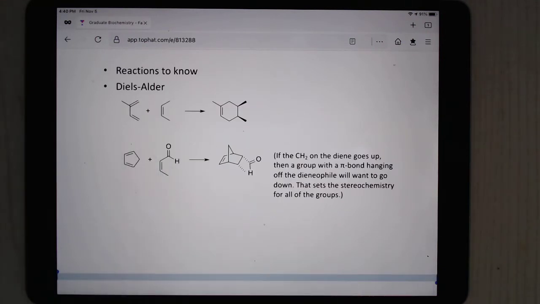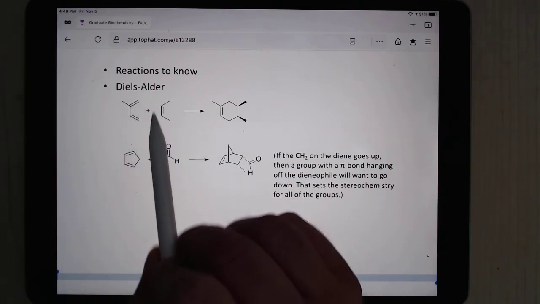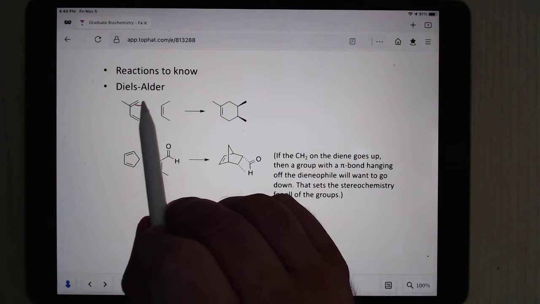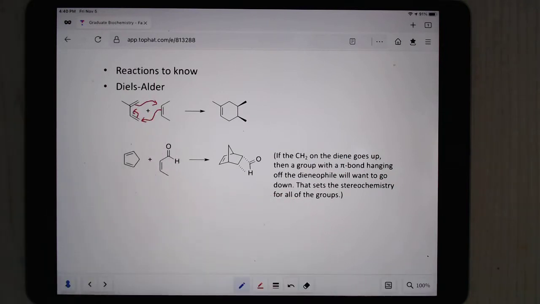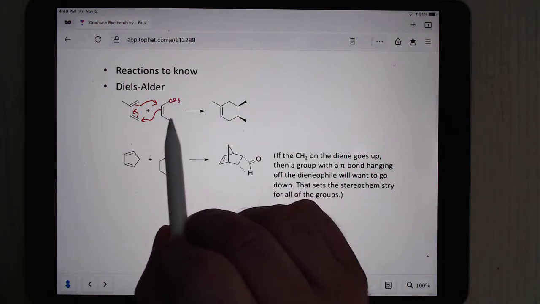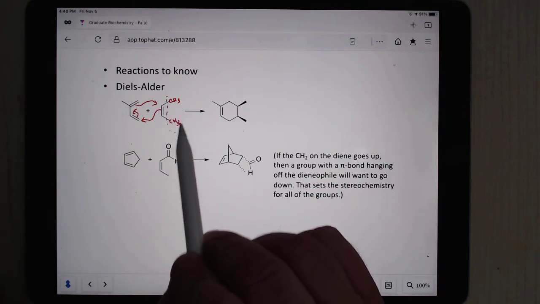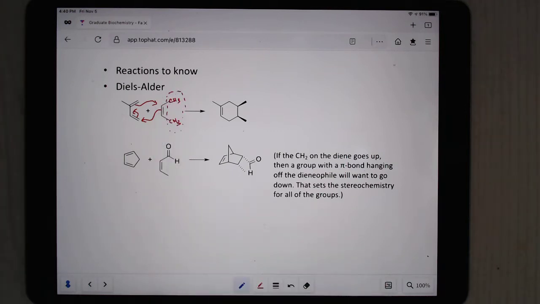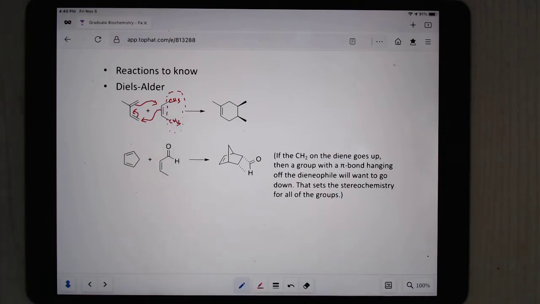Now for the Diels-Alder reaction, you have your diene here and your dienophile, and so this is going to end up there, this is going to end up there, and that's going to end up there. And so for this one, you've got these two methyl groups here, because they're on the same side of this alkene here, that means they're going to go one way.